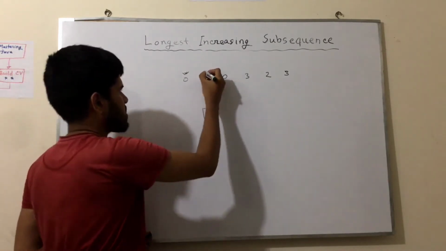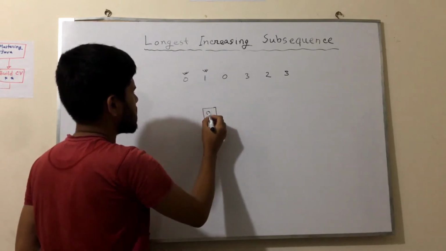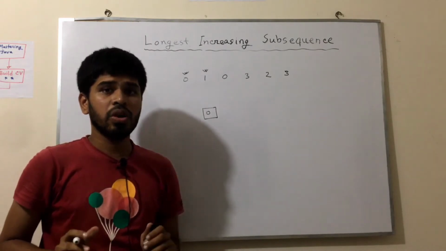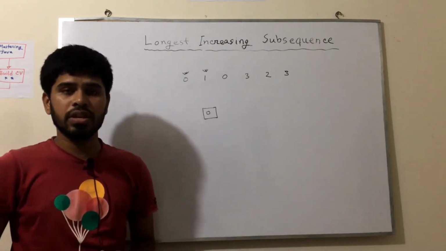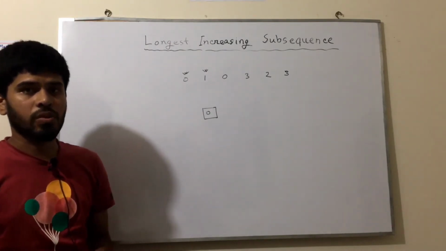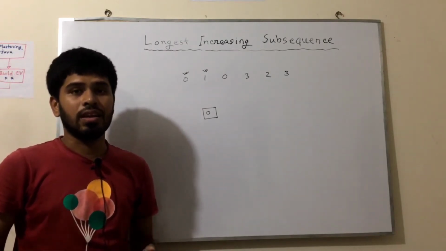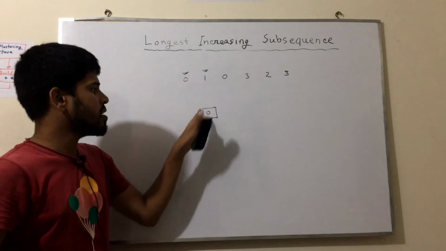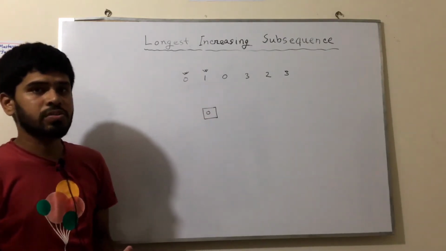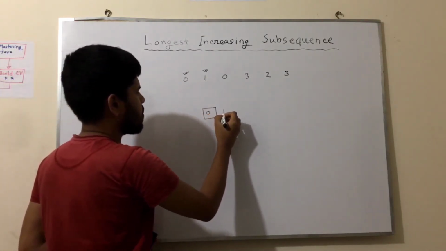Now let's move to the next element. That is 1. We see 1 is greater than the last element, which is 0. Remember that we will keep track of the length of the longest increasing subsequence, not the subsequence itself. The length of our list is the length of the longest increasing subsequence. So here I'm going to insert 1.